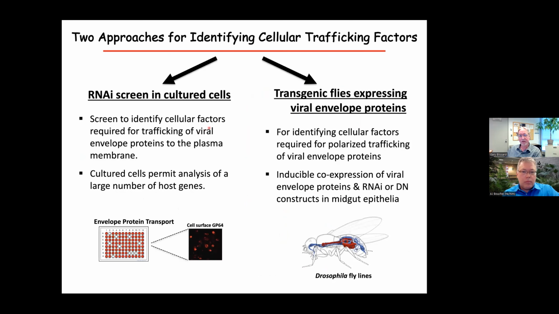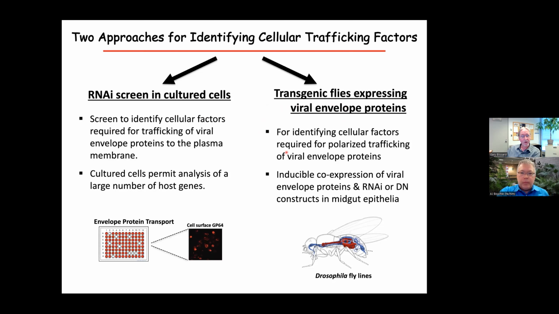So the way we've addressed that is more recently, we've developed a system using two different approaches. One is an RNAi screen in cultured cells, and another is to make transgenic insects that express these viral envelope proteins. For these studies, we've chosen a Drosophila system because Drosophila is a very powerful genetic and molecular model, and there are many tools that we can draw on to answer the questions that we want.